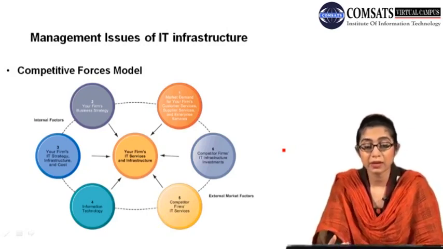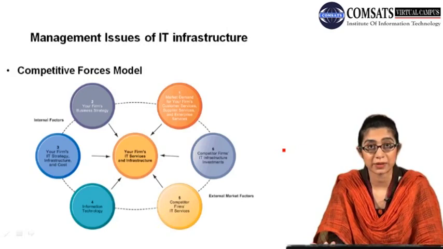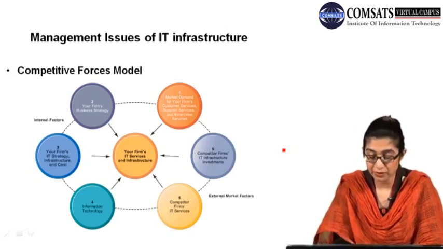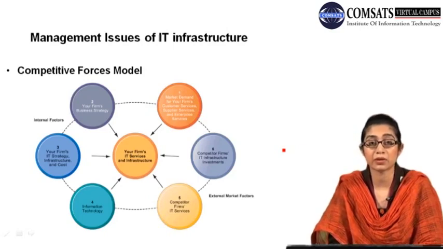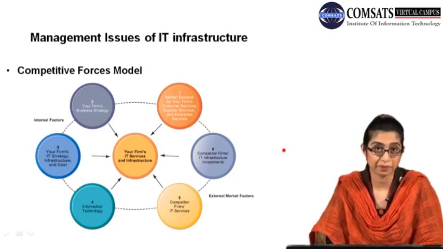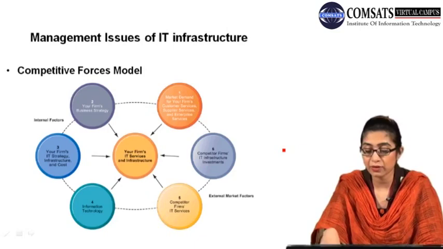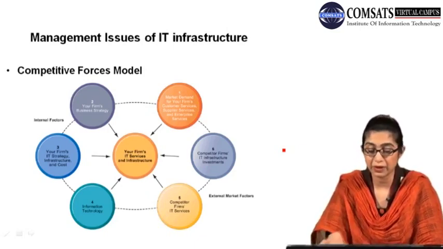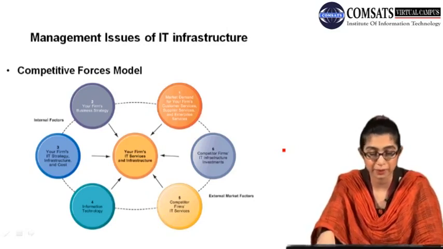Number two is your firm's business strategy. Right? The next step that you have to do is to list down the 5-year plan of your company's business strategy. What your company should achieve in 5 years, what are the goals of your company, and you have to move according to that.